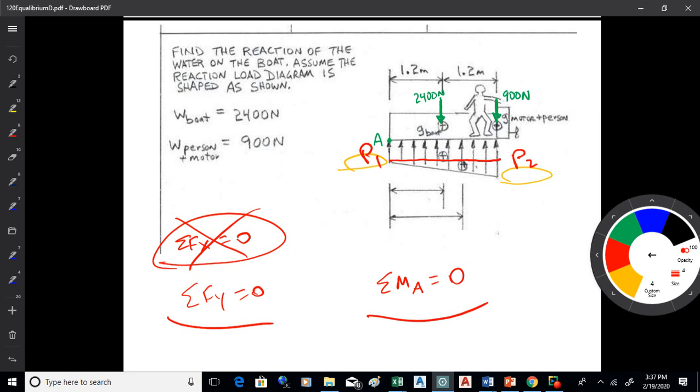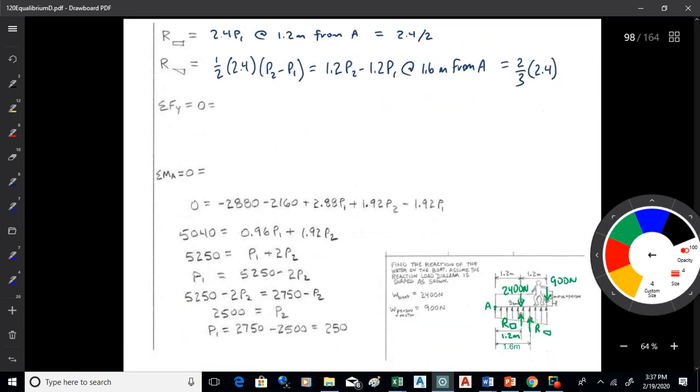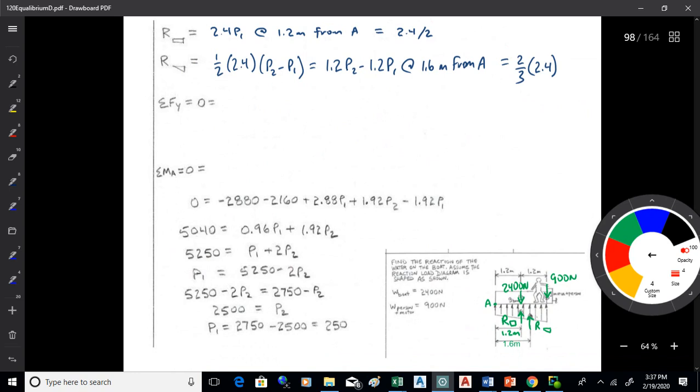Then I'm going to treat those as unknowns and carry them through the equation. For the rectangle, the base of the boat is 2.4 times the distributed load of P1. That'll be 1.2 meters from A, which is where the centroid is for the rectangle. It's half of 2.4. So that gives me 2.4 P1 at 1.2 meters from A.